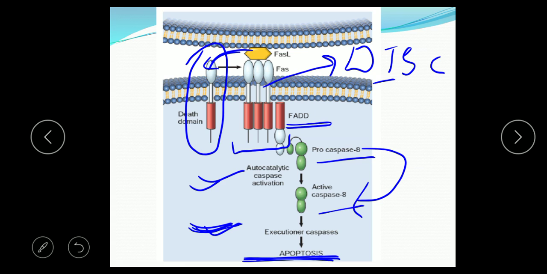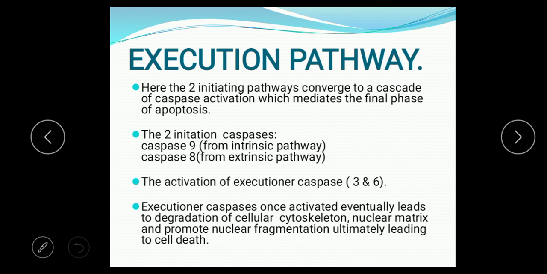Okay, now let's move on. So now we have finished the initiation phase of the apoptotic pathway. We have discussed the intrinsic and extrinsic pathways. From the intrinsic pathway, we have obtained caspase 9 as a major protein, and from the extrinsic pathway, we have obtained caspase 8 as the major protein. Now we have to go to the execution phase.